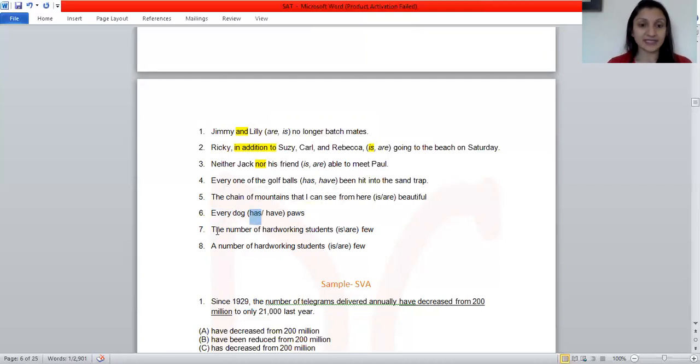Okay. Next, the number, a number. So remember we did it a few seconds ago. The number of hardworking students, so number is very specific, and that's why we'll say is few. A number, so I don't know how many, lots of people. A number of hardworking students are few. All right. And if there's any problem here, please stop, go back, and then listen to it again.